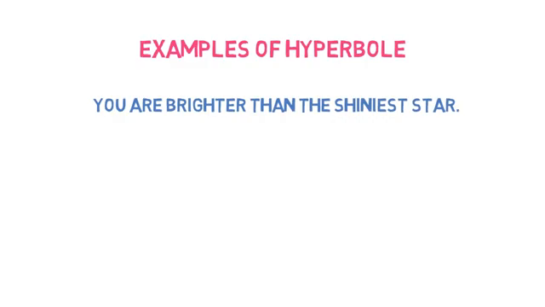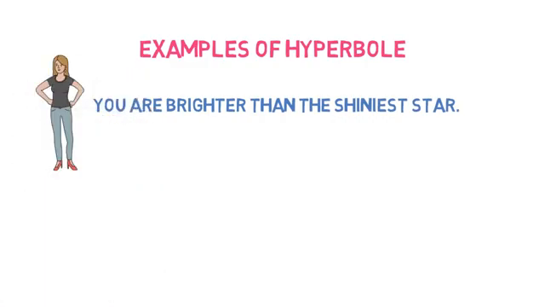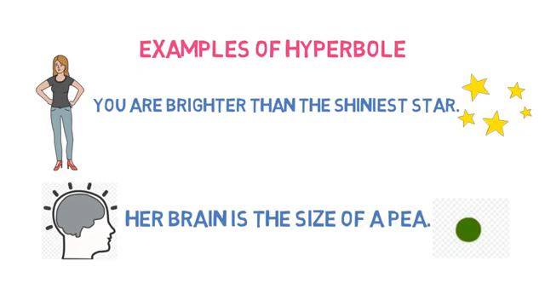Let's look into some more examples of hyperbole. You are brighter than the shiniest star. Here, we are overstating someone's beauty by telling that it is brighter than the brightest star. So it's a hyperbole. Let's look into one more example of hyperbole. Her brain is the size of a pea. Here we are overstating her mind's limitations by telling that it is just the size of a pea. So it's a hyperbole. Let's look into the next type of figure of speech.